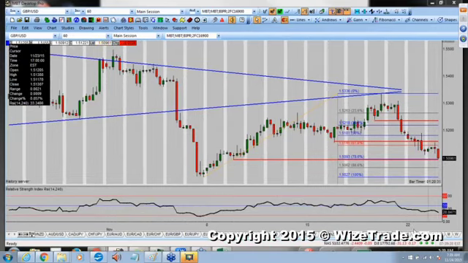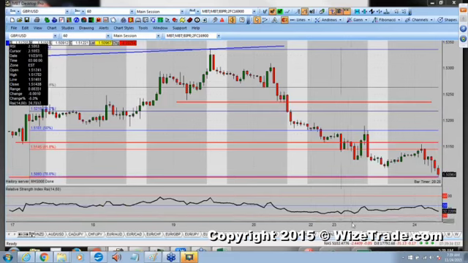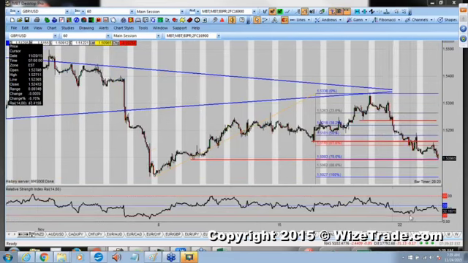But yeah, for those of you that are looking for some sort of counter trend trade, you can always get long down here. That's not my cup of tea. But if I was short the cable right now, like short the pound dollar, I'd probably be looking to take some profits here. Okay.